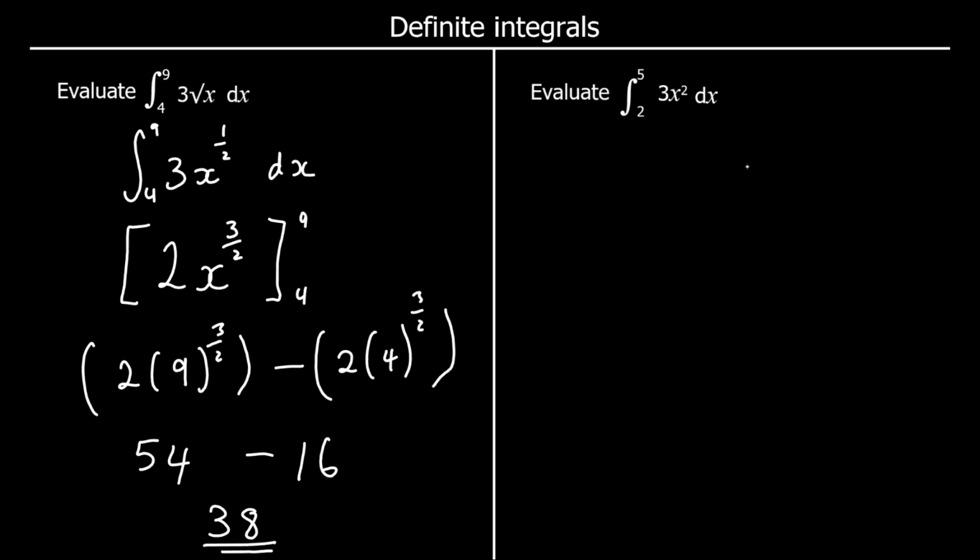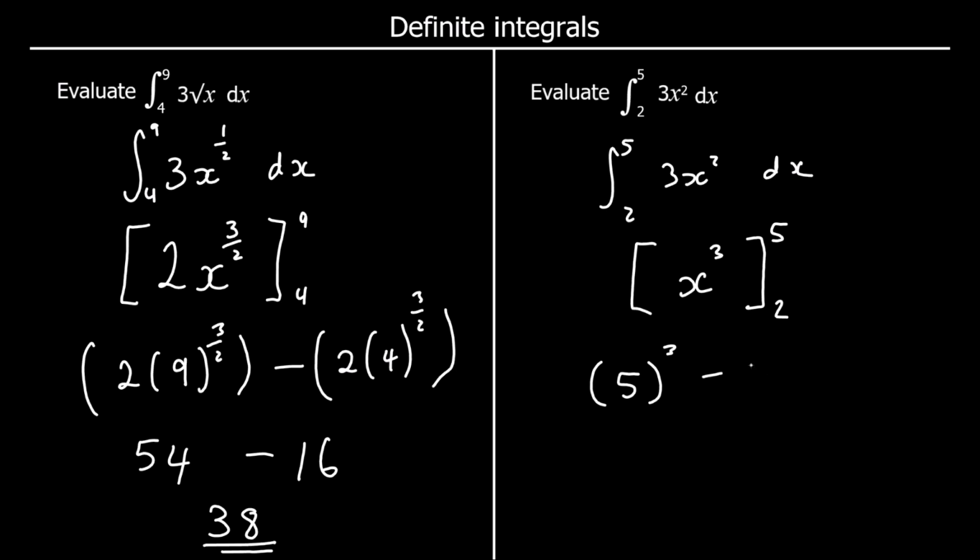Here's one for you to try. Give it a go. So we're integrating 3x squared. So add 1 to the power, divide by the new power. So it's just x cubed. I'm going to put a square bracket and the two limits. Then I'm going to substitute in the two limits and take them away. So it's going to be 5 cubed, take away 2 cubed. That's 125. Take away 8, which is 117.